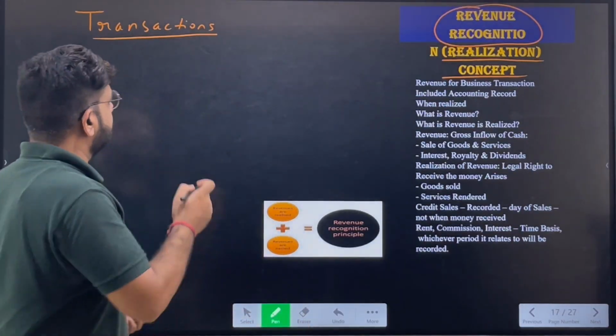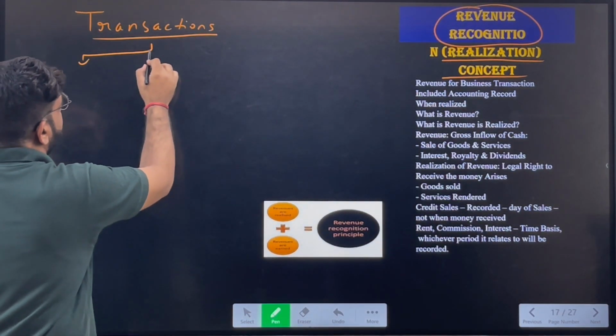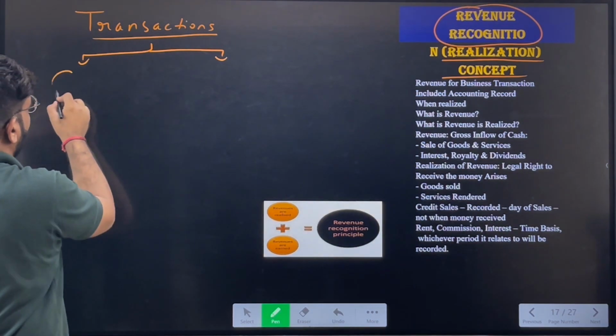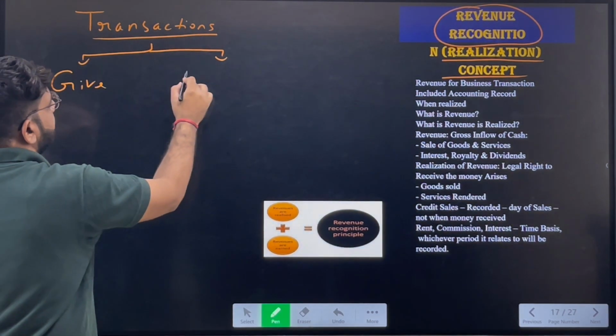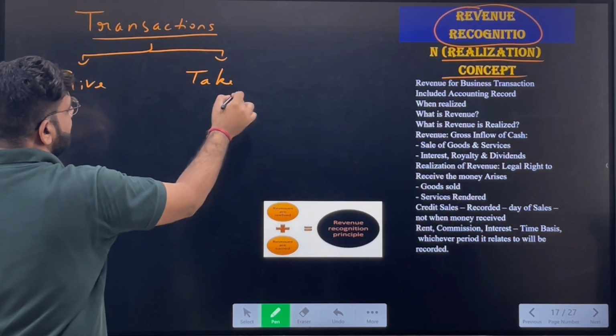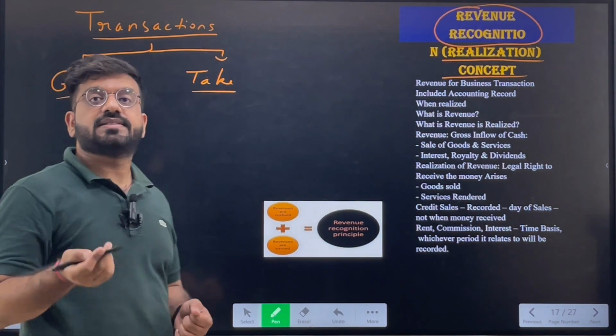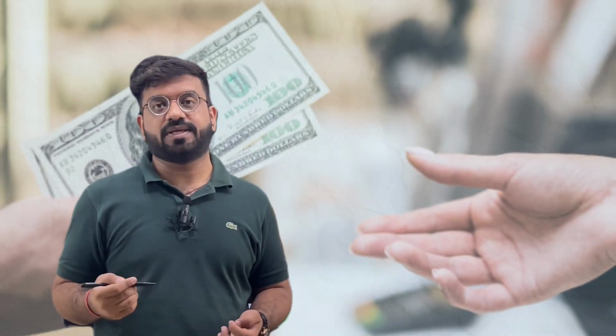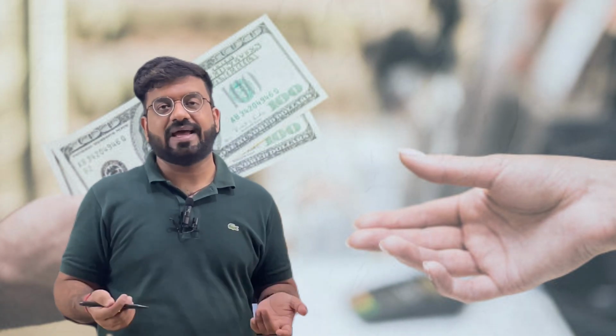So every transaction has two aspects. We have already seen this. Transaction has two aspects. One is to give something and the other one is to take something. Now, since we are giving something and since we are taking something, this is known as transaction. Obviously, it has two items. That is dual aspects. One, I am getting something, and one, I am giving out something.